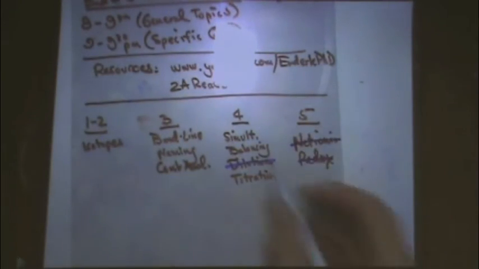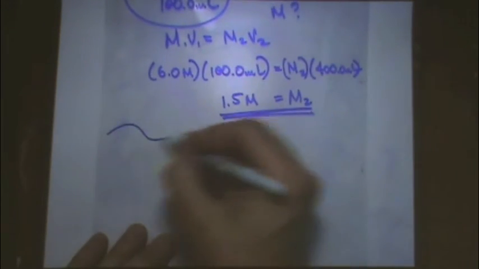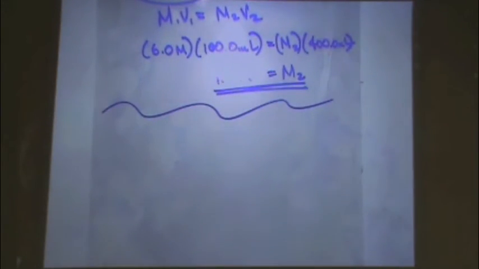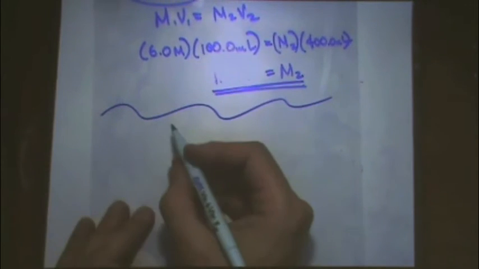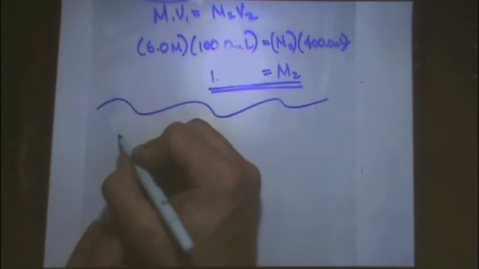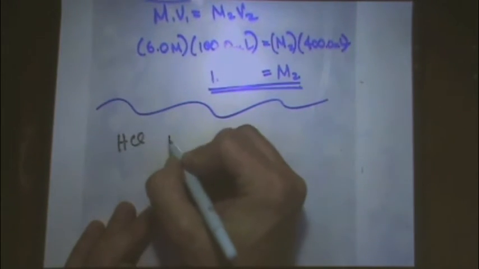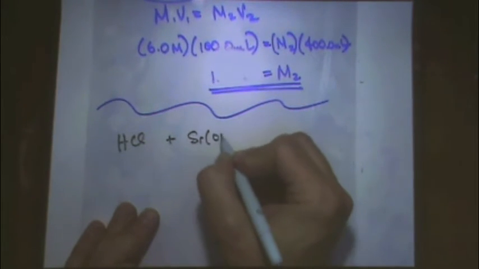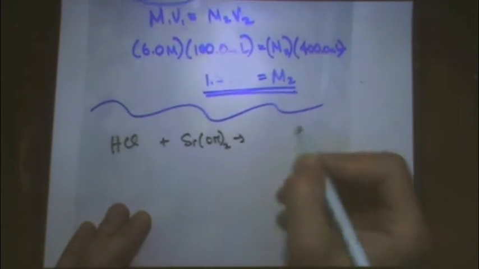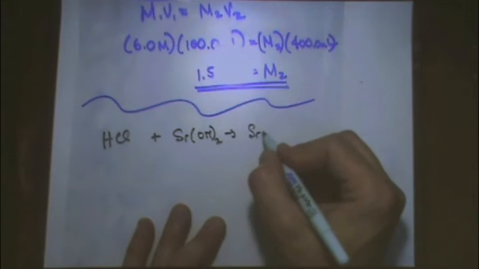There's dilution. Now let's do a titration. That's in the same kind of family of problems. It's really just a stoichiometry problem. Whenever we're talking about titrations, you'll have some reaction. Let's say HCl plus strontium hydroxide. And let me write out the products for us. There would be strontium chloride.